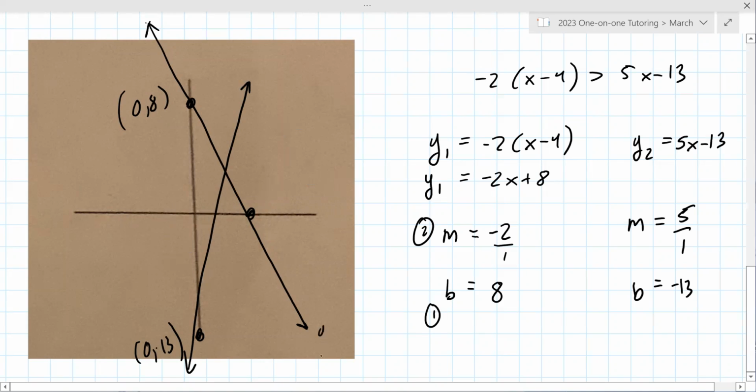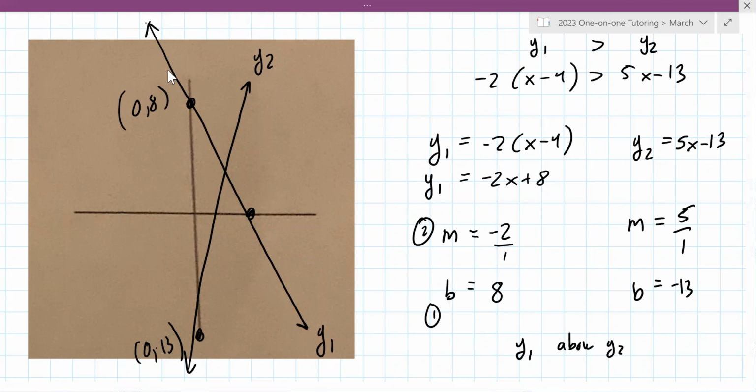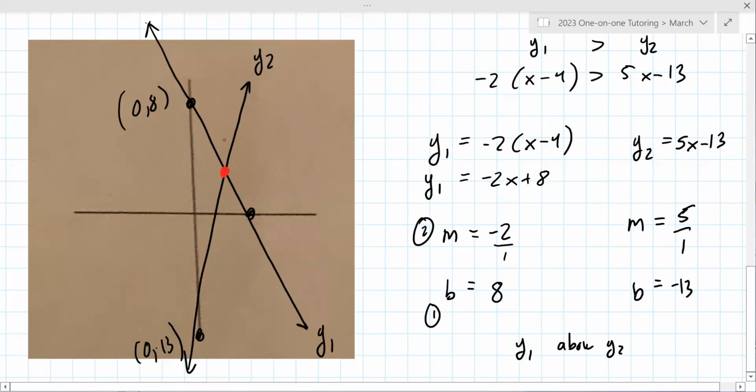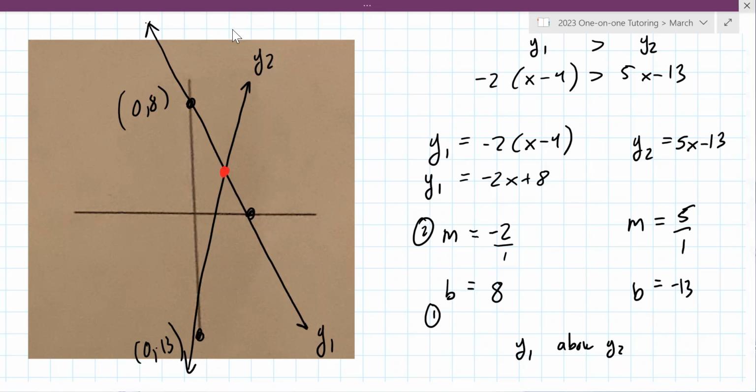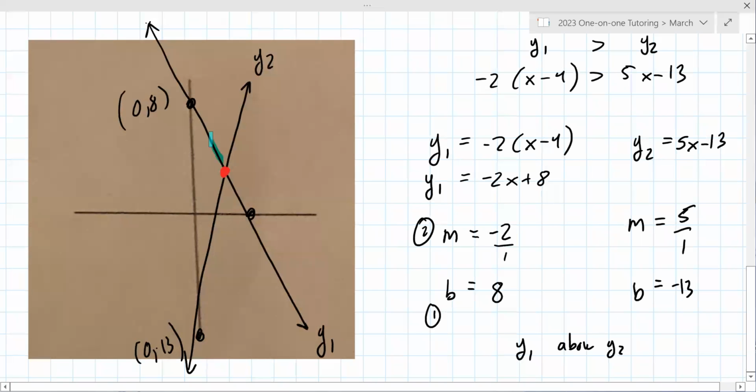This first is y1 and the second one is y2. Now the inequality wants to know where is y1 greater than y2. The other way to think of that is where is y1 above y2. And you go right to the intersection point. And then in this case, it's going to be this shading to the left here. This is where this is true, where y1 is above y2.